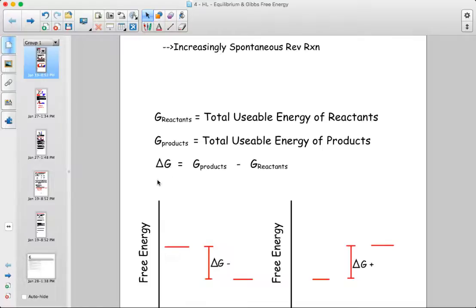The total G, we can't calculate directly. We only ever calculate delta G, but theoretically you can consider the total amount of usable energy stored up in the reactants, which we could label as G of the reactants. The products also have a total amount of stored usable energy, the free energy of the products. If we subtract the two, products minus reactants, that's how we get delta G.